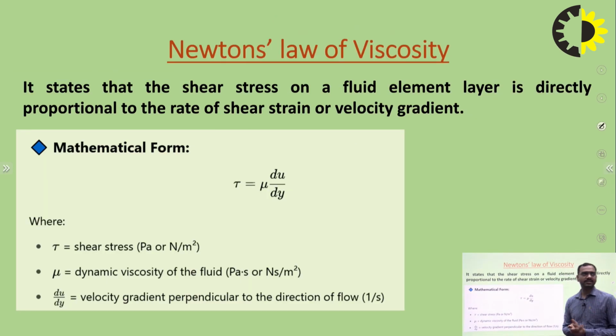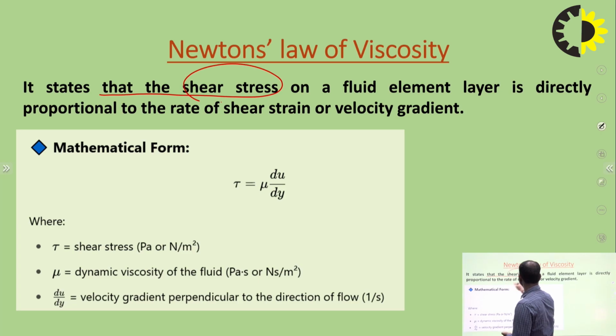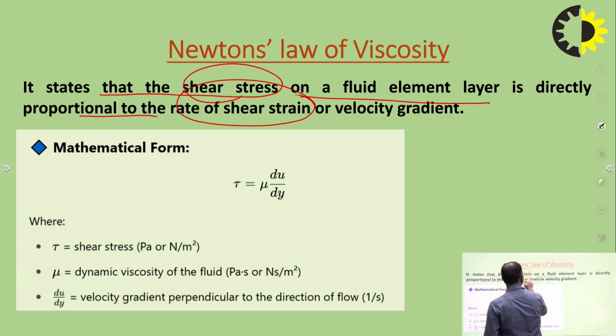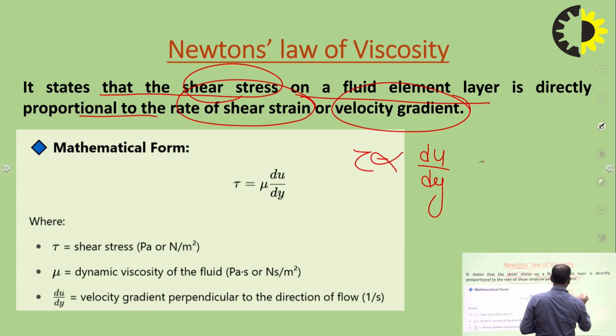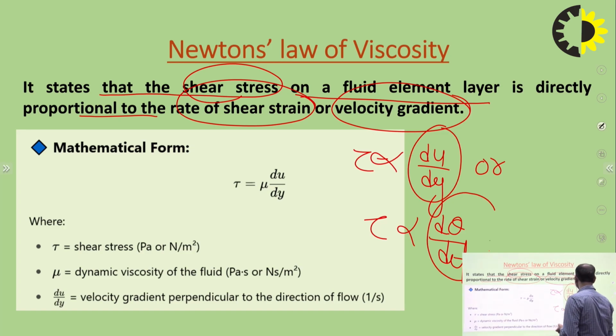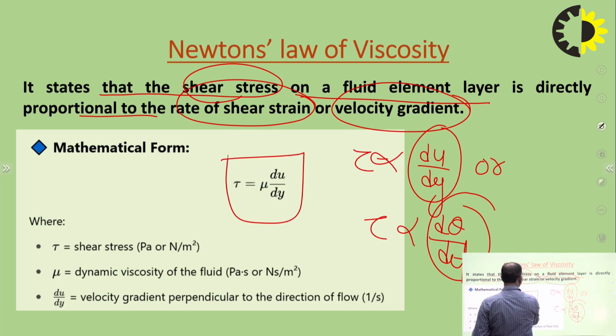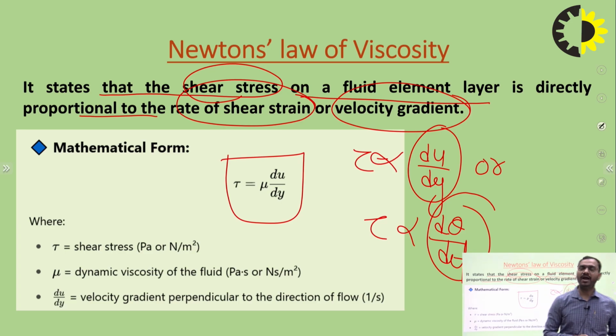Now I will discuss what is Newton's law of viscosity. Basically, it states that the shear stress on a fluid element layer is directly proportional to the rate of shear strain or velocity gradient. Mathematically, we can write shear stress tau is directly proportional to, according to Newton's law, du over dy, or tau is directly proportional to d theta over dt, where du over dy is the velocity gradient and d theta over dt is the rate of shear strain. So mathematically, we can say that tau is equal to mu du over dy, where mu is the viscosity, or dynamic viscosity.